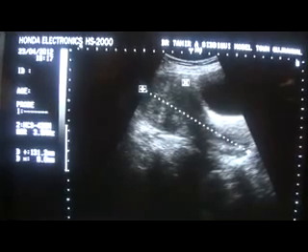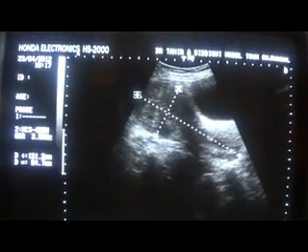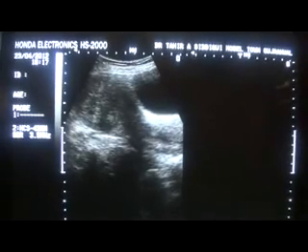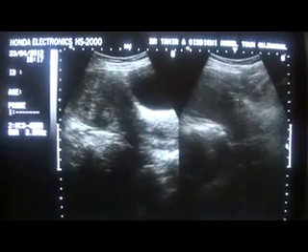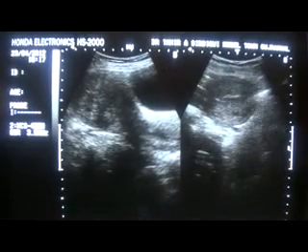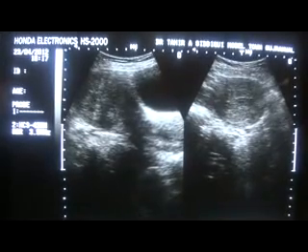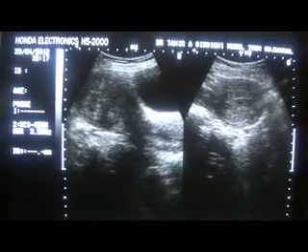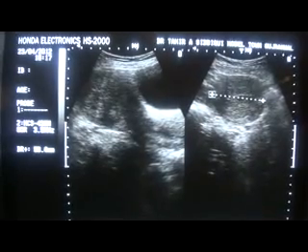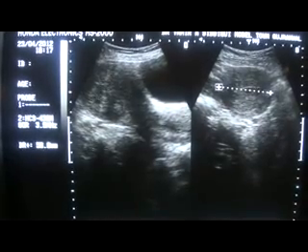Measure again, 13.0 centimeters, and this length should not exceed 11 centimeters in a parous female. This dimension, the anterior posterior, should not exceed 5 centimeters, whereas that of the patient is 5.8 centimeters. Then this direction should be again less than 5 centimeters. That of the patient is 6.0 centimeters. So the uterus is enlarged and bulky.